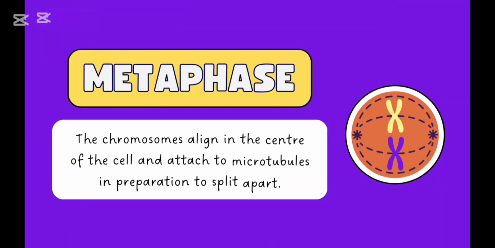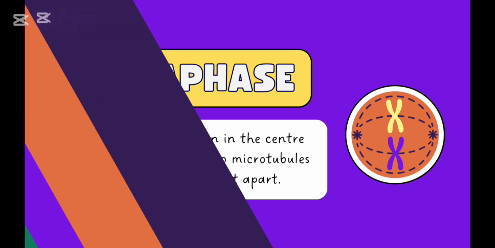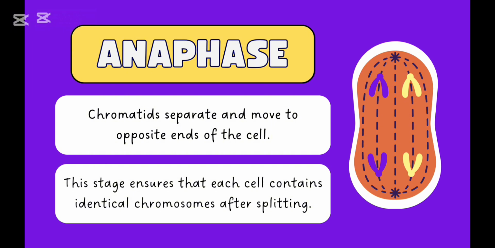Metaphase. All chromosomes align at the middle of the cell. M for metaphase, M for middle. Anaphase. A for anaphase, A for apart or A for away. During anaphase, chromatids, which are the two identical halves of a chromosome, will separate and move apart to opposite ends of the cell.